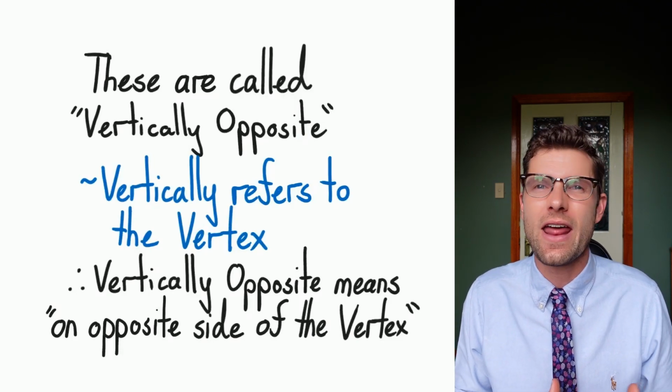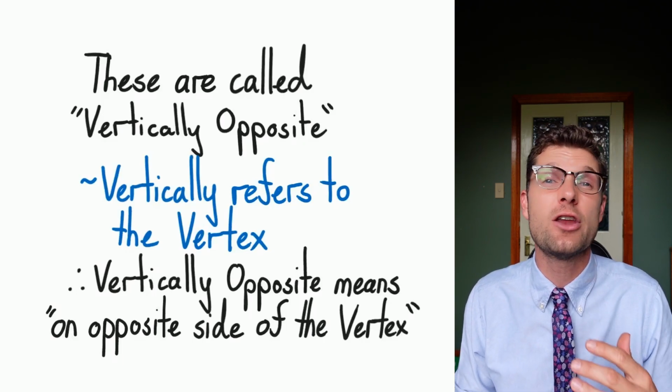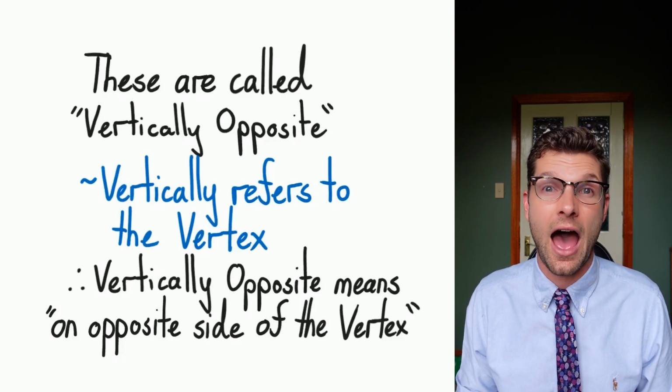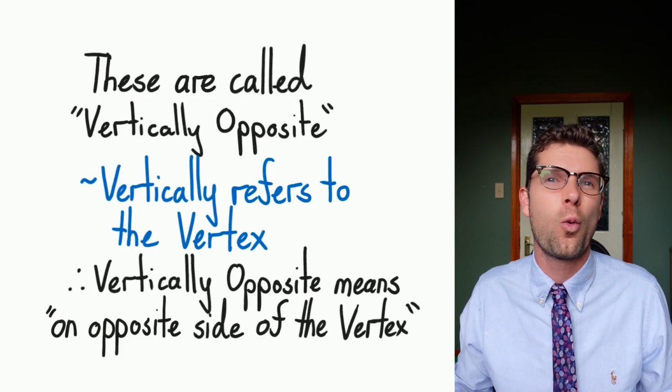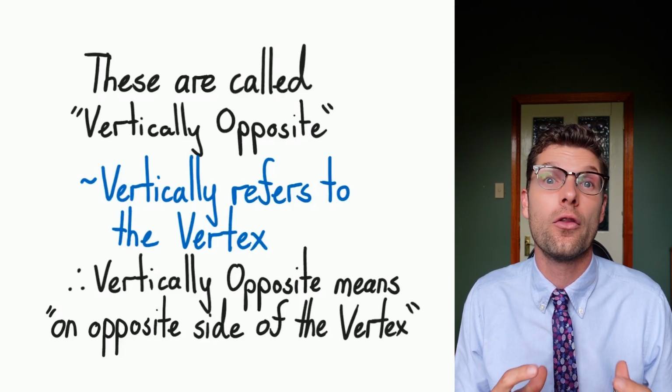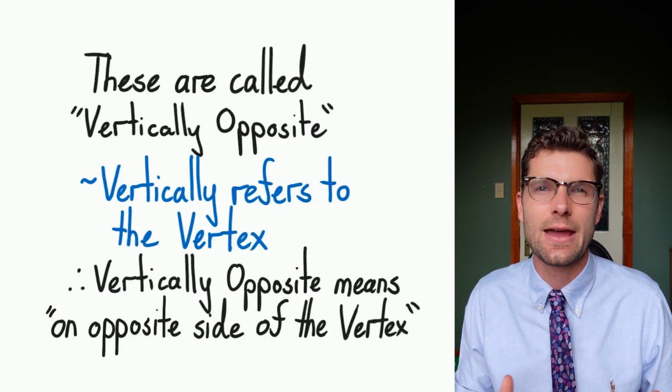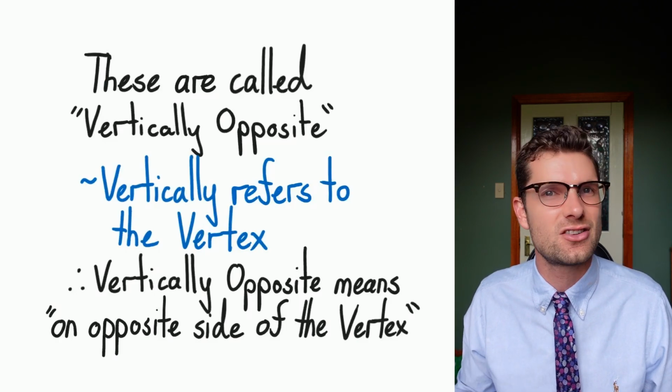Because of this, we don't have to do a huge amount of working out. We don't have to find those supplementary angles every single time. We can just say, oh, these two are on the opposite side of the vertex. They must be vertically opposite, so they must be the same.